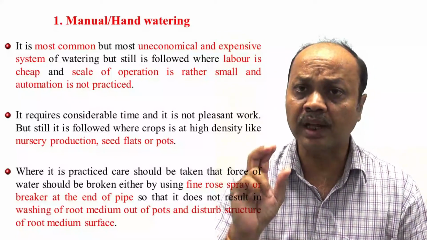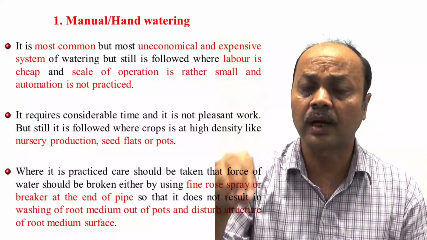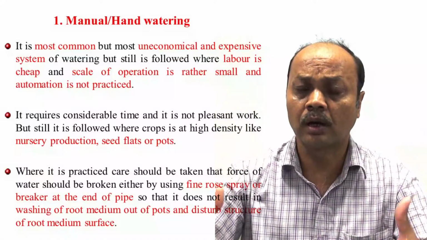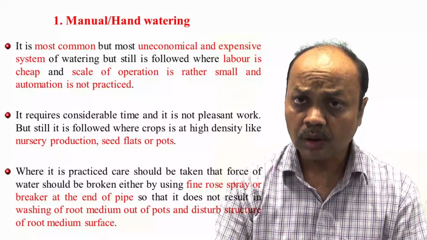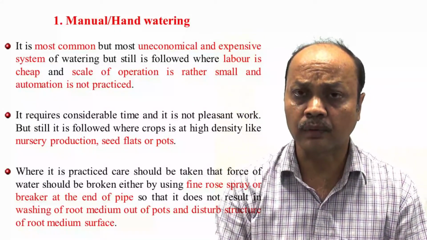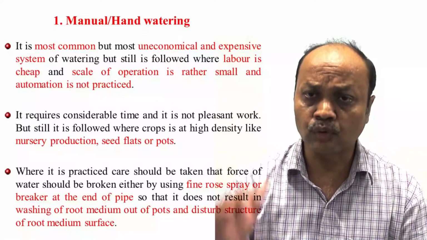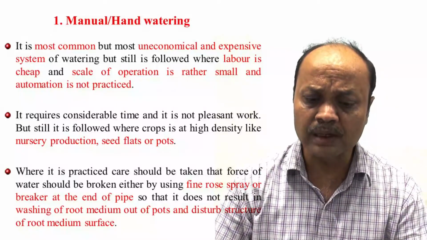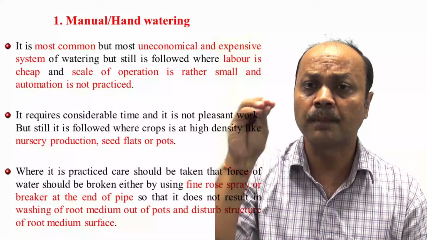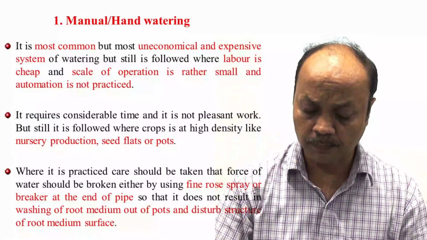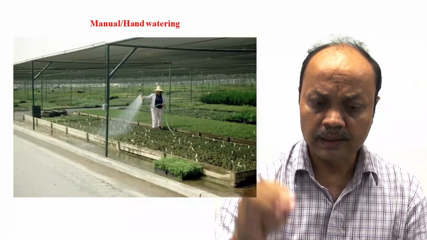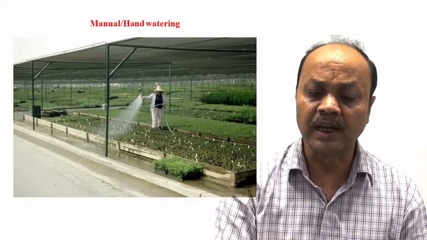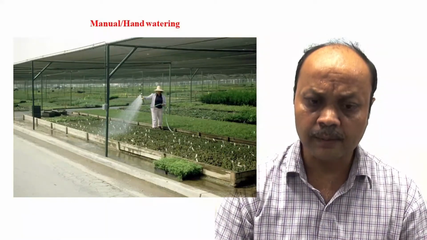And apart from that, you have to take care, because when you are putting the water at very high pressure, your soil will spill out from your pot or any place where you are growing the plant. So you have to reduce the speed. So normally, you know, a fine rose spray is used on the top, as you can see here, so basically in the form of rain, a small droplet, so the force will be less. So like that, this is hand watering.